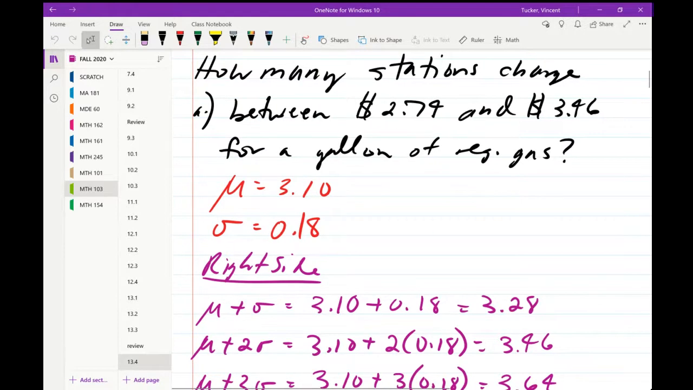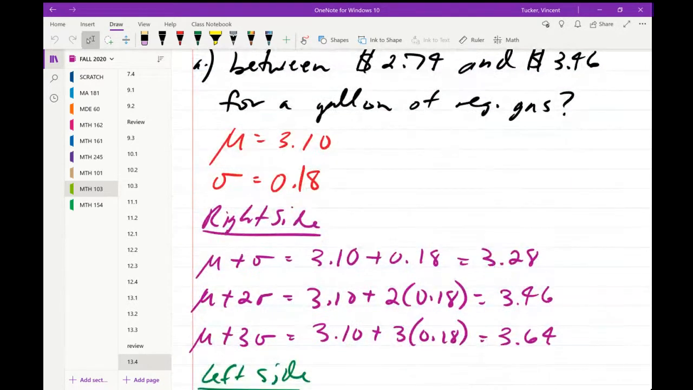And we can find the right side of our empirical rule chart by adding the standard deviation to the mean 3 different times. So that's what I did here from my right side. Added 18 cents to the 3.10, gave me 3.28. Added 18 cents again, gave me 3.46. And added 18 cents one more time, gave me 3.64.